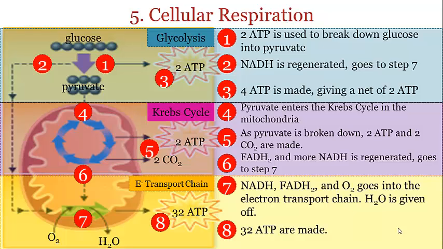So during the electron transport chain, we're going to make 32 ATP. This means that through cellular respiration, the cell makes a total of 36 ATP. Keep in mind, this is just looking at one mitochondria. Inside of a cell, there's usually hundreds of mitochondria, and they're all doing this reaction at the same time. So lots and lots of ATP are being made.